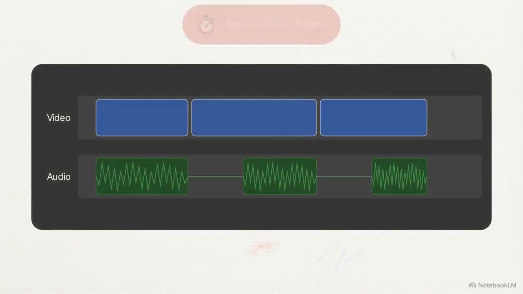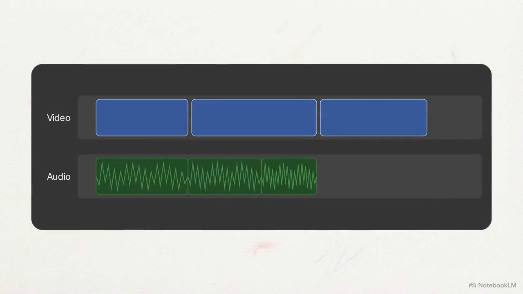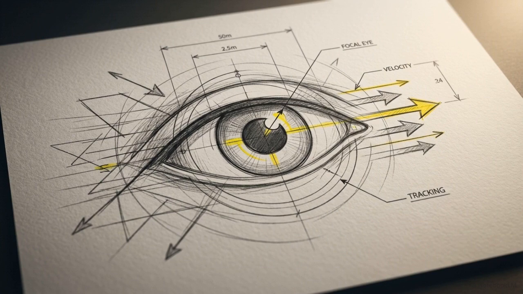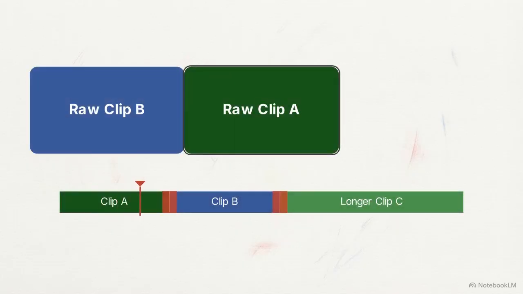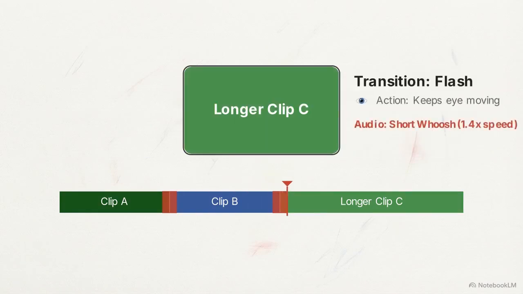First, use the Remove Silent Spaces tool to automatically snap the AI voiceover together, creating tight pacing. Then, select every video clip on your timeline and slide the volume to -20 decibels to hide the native background noise. Next, apply transitions to keep the viewer's eye moving. For standard cuts, use a half-second push-right transition, paired with a simple click sound effect. For longer clips, use a flash transition, paired with a short whoosh sound effect.